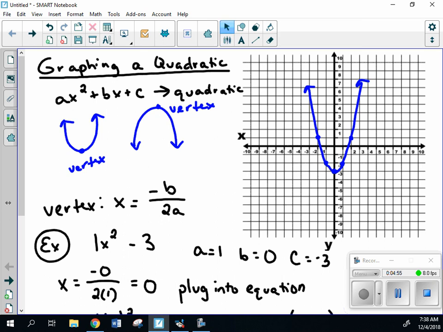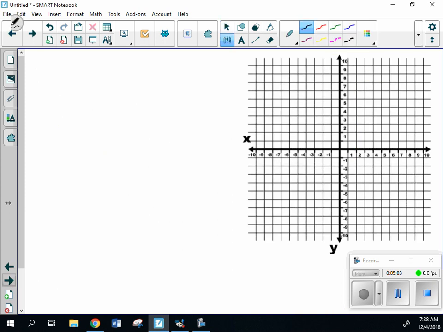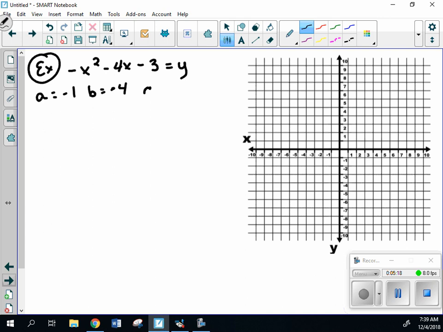Now, sometimes it does get a little bit trickier where your vertex is not necessarily on the y-axis. It could be shifted over. Let's say that we have negative x squared minus 4x minus 3 equals our y. So my a is negative 1, b is negative 4, and c is negative 3.